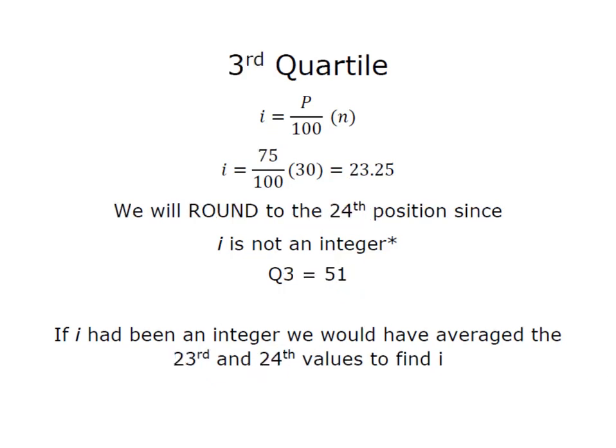I'm going to use the same procedure to find my third quartile, remembering that my third quartile is the same thing as P75. So I'm simply going to take 75 divided by 100 times 30, and that's 22.5... or rather 23.25. Again, not an integer, so rounding to the 24th position, counting from the smallest towards the largest value, I find that Q3 is 51. Always remember, if i had been a whole number, you would have simply averaged the 23rd and the 24th values.